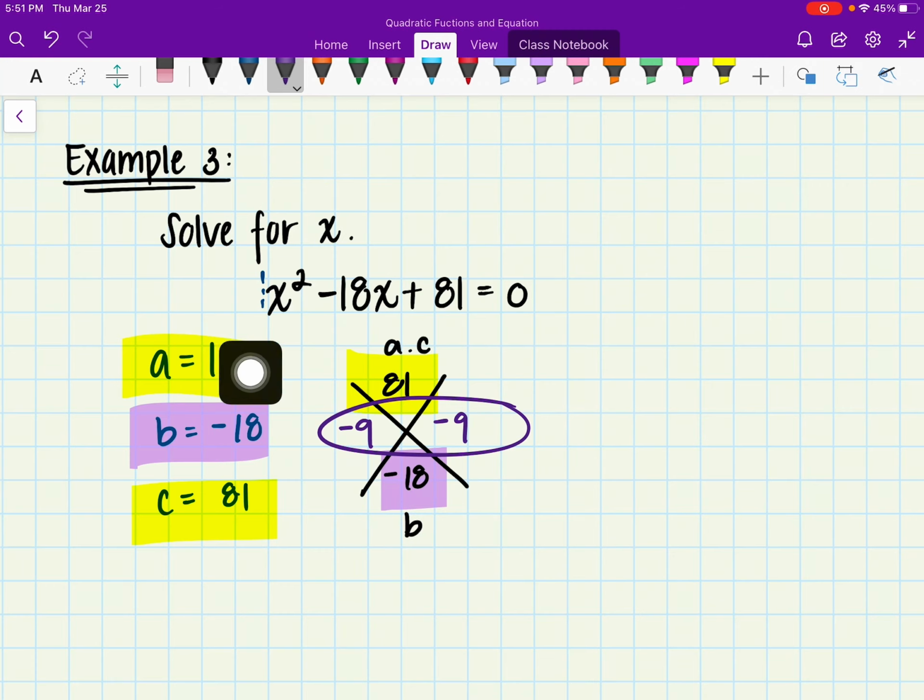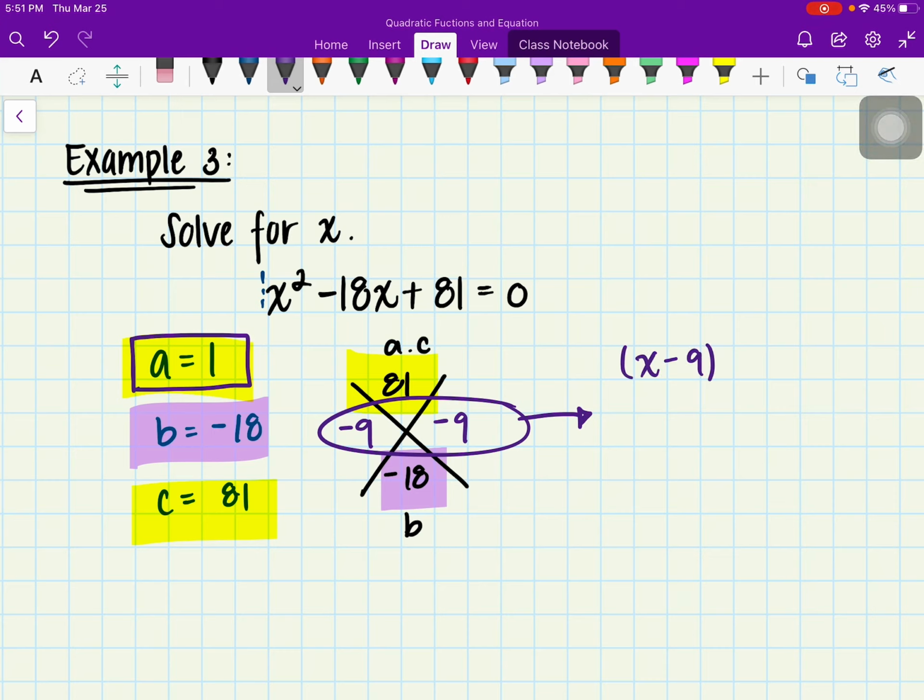Now, let's go ahead and take a look at our leading coefficient, guys, at our value for a. And in this case, the value for a is a 1. And that's basically telling me that I'm pretty much done with my factoring. All I need to do in this case is just write my binomial expressions. So I have the following. I have x minus 9 times x minus 9.